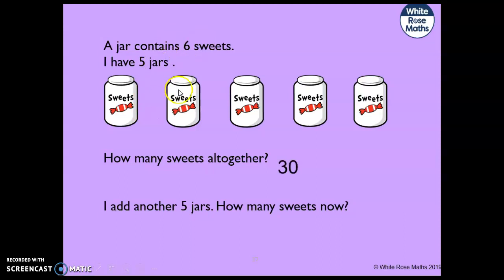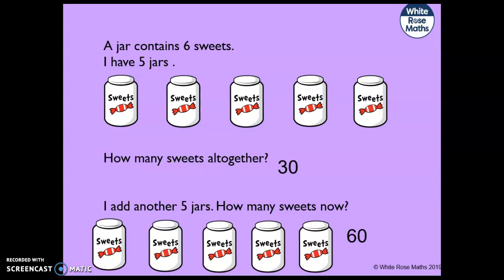And then we're adding another 5 jars. Now we already know that 6 times 5 is 30, so if I've just added another 30, we can just add the tens together, so 30 and 30 is 60.